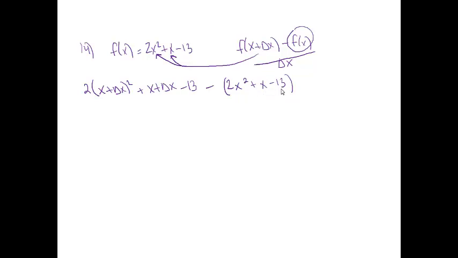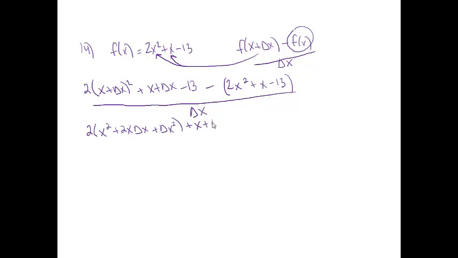And I am going to put that in parentheses because we're subtracting that whole function. And it's going to be all over delta x. Next, I'm going to use Pascal's triangle to simplify that x plus delta x squared. I'll get x squared plus 2x delta x plus delta x squared plus x plus delta x minus 13. I'm going to distribute my minus, so minus 2x squared minus x minus 13 all over delta x.